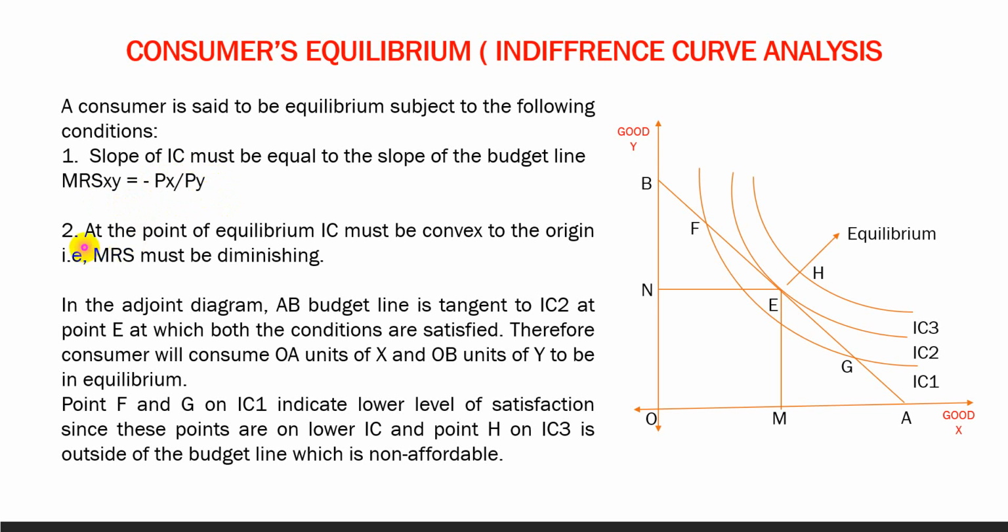The second condition: at the point of equilibrium, the indifference curve must be convex to the origin. That is, the marginal rate of substitution must be diminishing.